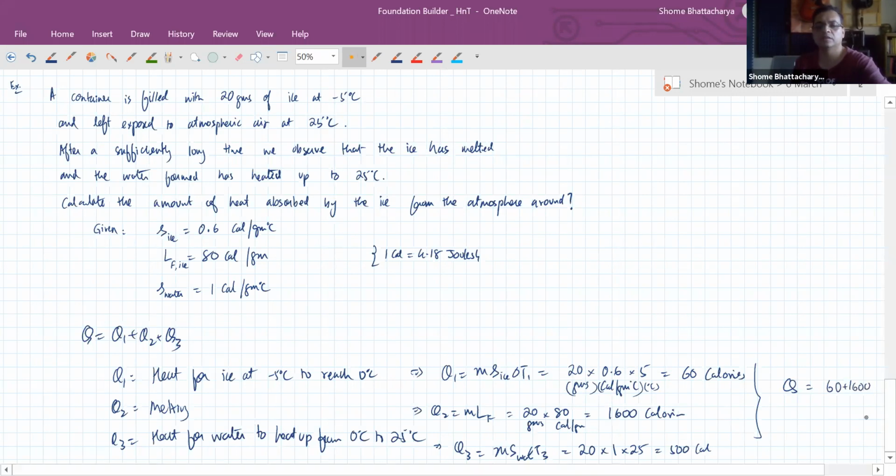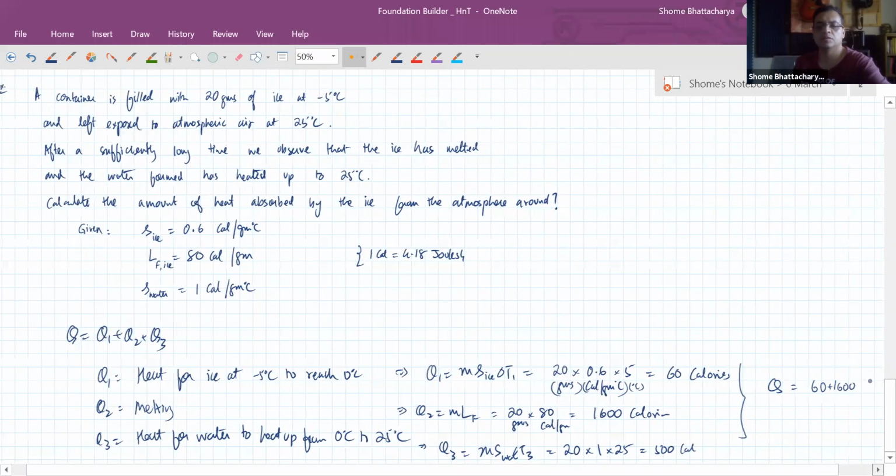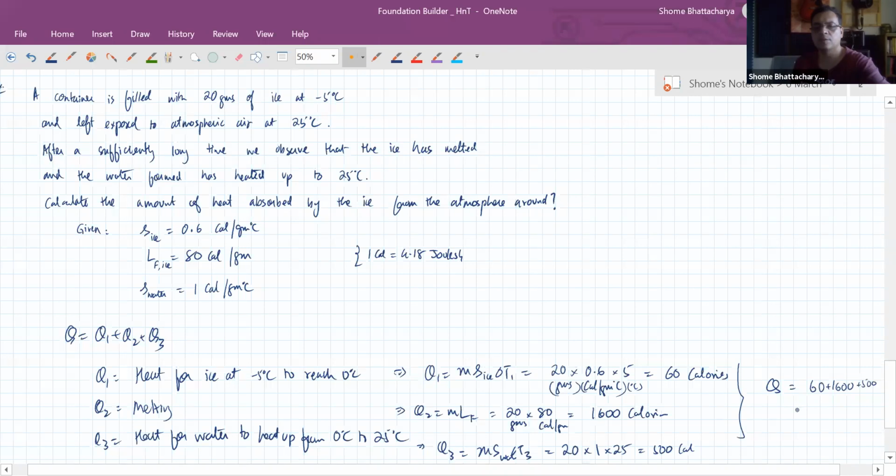So the total Q will become 60 plus 1600 plus 500. So that's how much now? 2160 calories, or you can say 2.16 kilocalories. And if you like, you can convert that to joules by multiplying with 4.18.